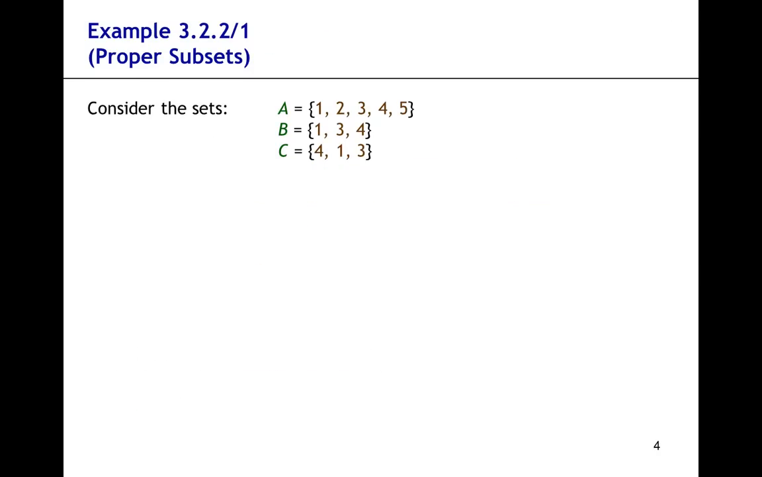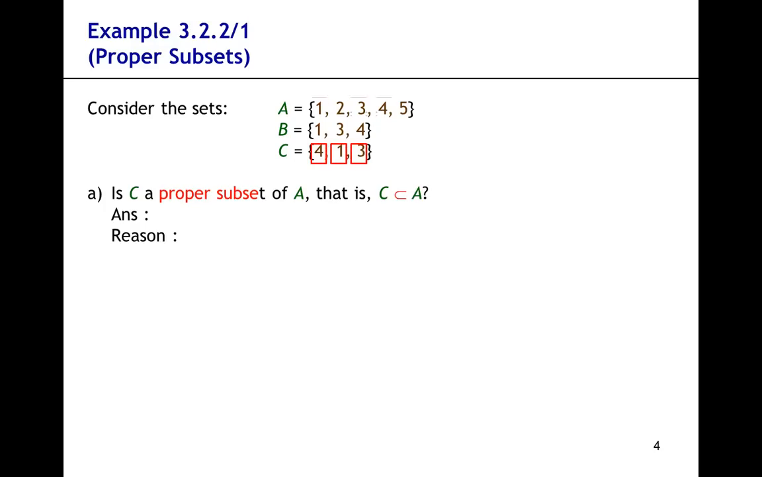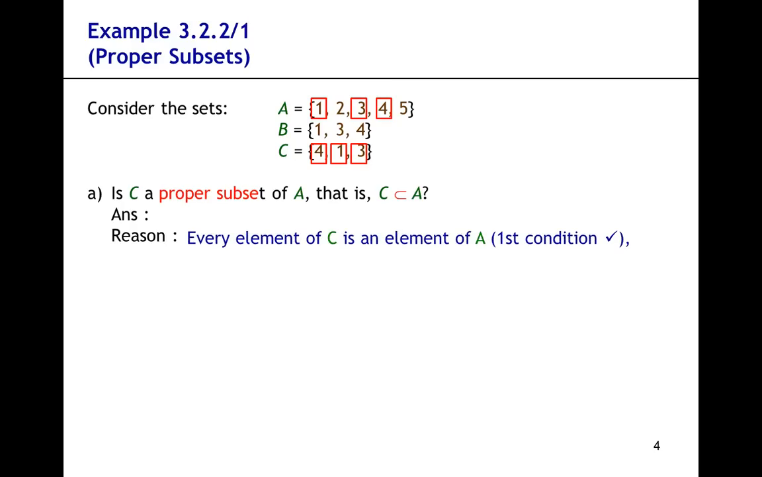In this example, you're given sets A, B, and C as shown. In part A, you are asked if C is a proper subset of A. For proper subset, you need to check that two conditions are met. Let's start with condition 1. Elements 4, 1, and 3 in C can also be found in A. So every element in C is also an element in A. Hence, condition 1 is met.